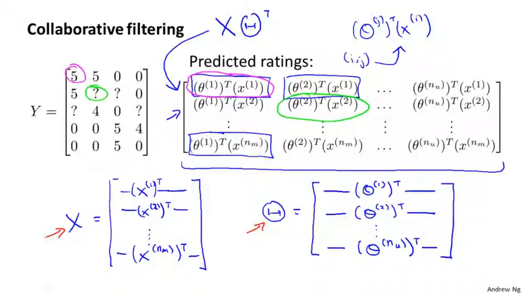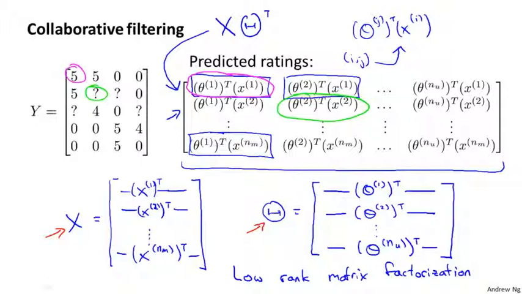To give the collaborative filtering algorithm that we've been using another name, the algorithm that we're using is also called low rank matrix factorization. And so if you hear people talk about low rank matrix factorization, that's essentially exactly the algorithm that we've been talking about.